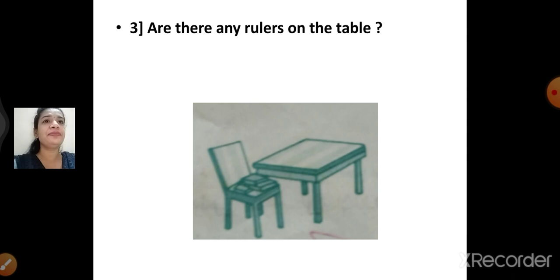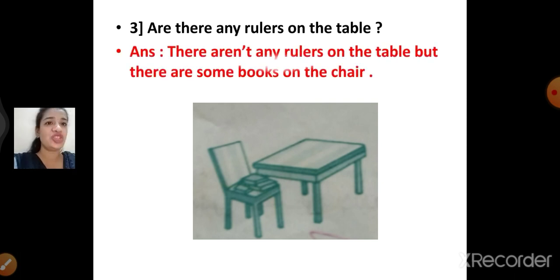Now see the third one. Are there any rulers on the table? Now see the picture properly. There aren't any rulers on the table, but there are some books on the chair. Now there is nothing on the table. Rulers are not there on the table, but instead of rulers, there are books. So there aren't any rulers on the table, but there are some books on the chair.